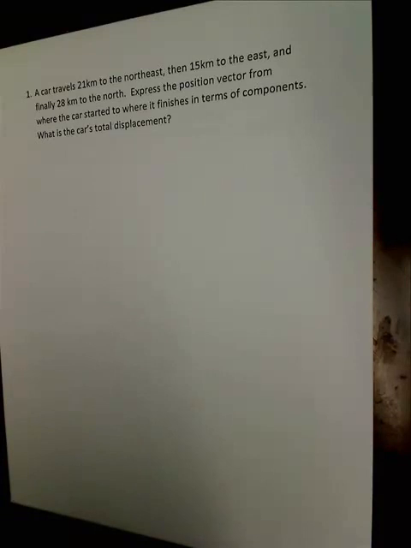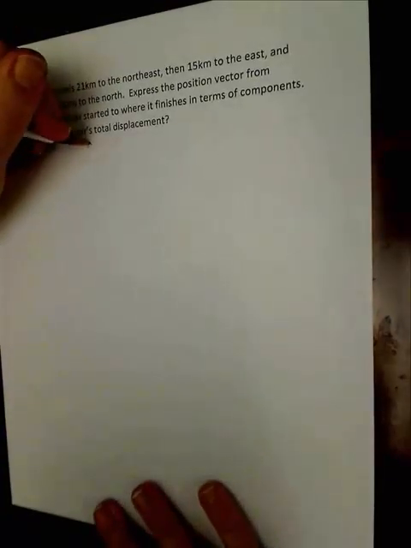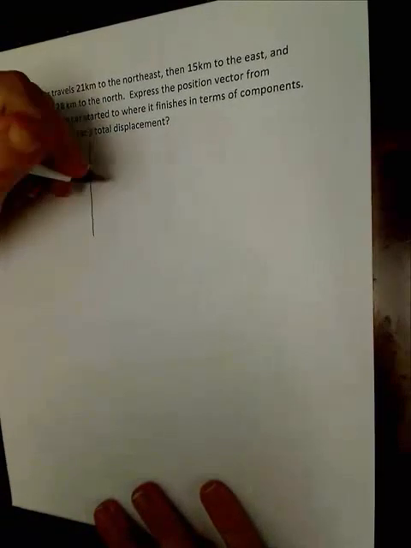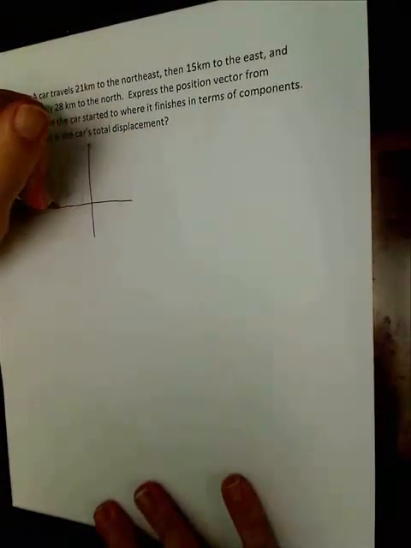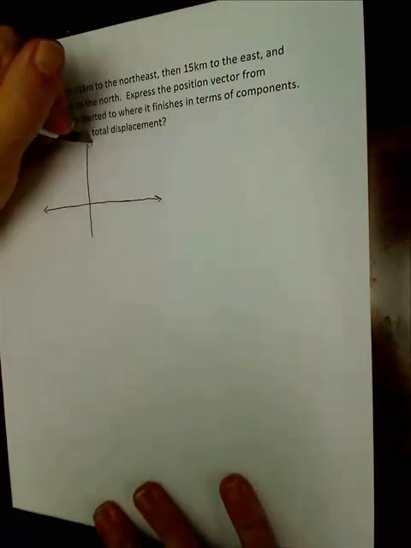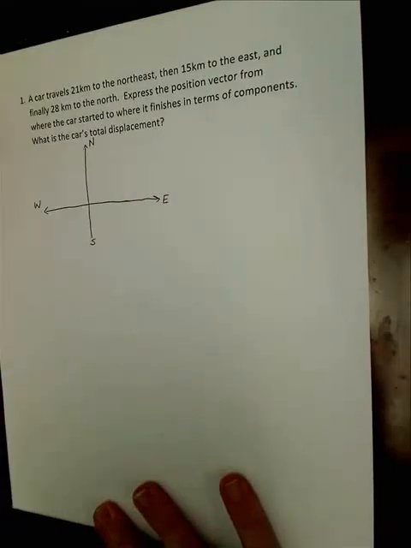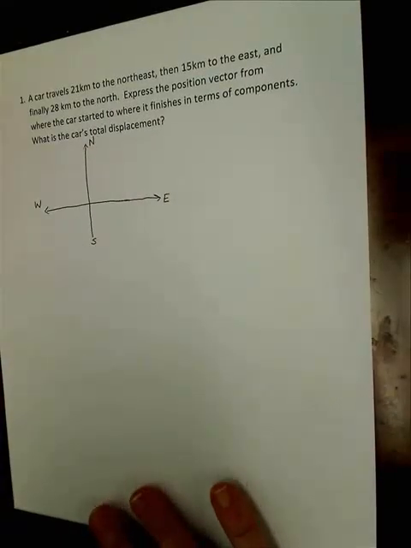So what we need to do is we've got three different vectors for the car's motion, and we need to add those together to get our final position vector and then find its length in order to get the total displacement. So when you do a vector problem, always start off by drawing a picture. So now we've got something that's moving north and east. So let's draw the points of a compass. So north, east, south, and west. And I didn't make south and west very long because we don't have any motion in those directions.